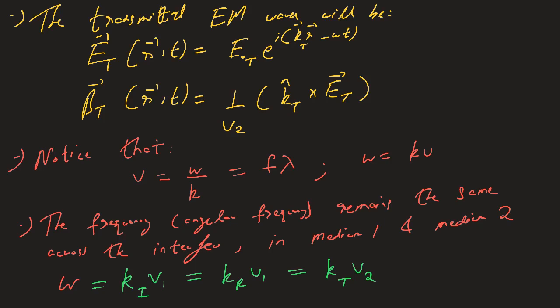one reason you can say is energy conservation. We know that photon energy is E equals hf. So f remains the same, and the energy of the photon remains the same in both materials. That's one way to think about it.